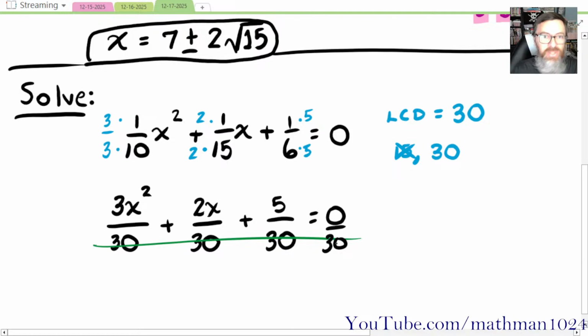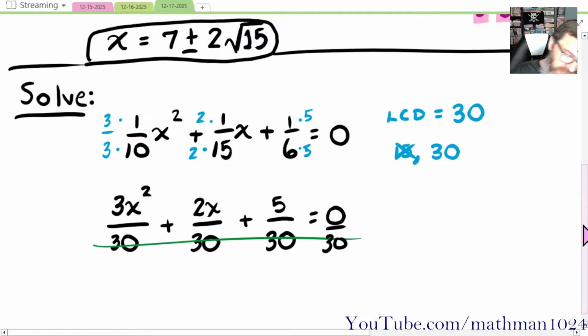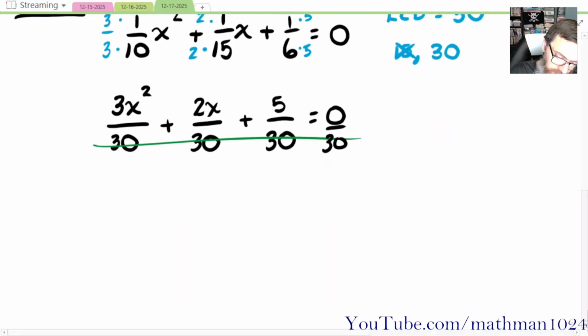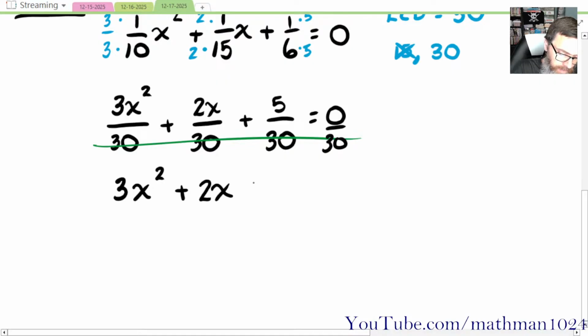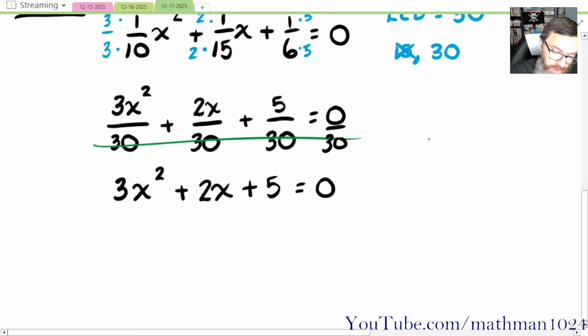Another way of looking at this is you can multiply everything here times 30, which is going to cause all of those denominators to reduce away. And then what we're left with is this quadratic equation of 3x squared plus 2x plus 5 equals 0. Now that we have a quadratic equation established without all those kind of crazy fractions, let's go through our progression and see what we're going to do here.